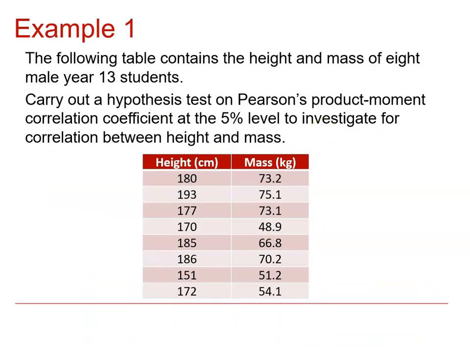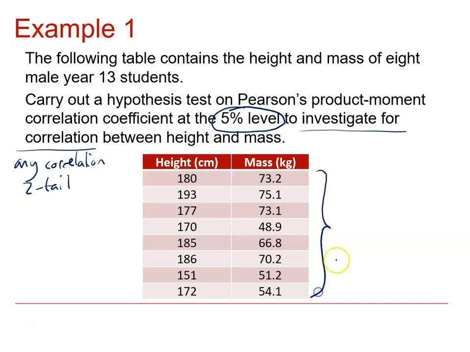So example 1, we have a table containing height and mass of 8 male Year 13 students. Carry out a hypothesis test on Pearson's product moment correlation coefficient at the 5% level to investigate for correlation between height and mass. So, investigate for correlation. It hasn't told us in which direction, so that is any correlation. So it is a two-tailed test. We've been given the significance level here, and we should take note that in this case n is equal to 8.